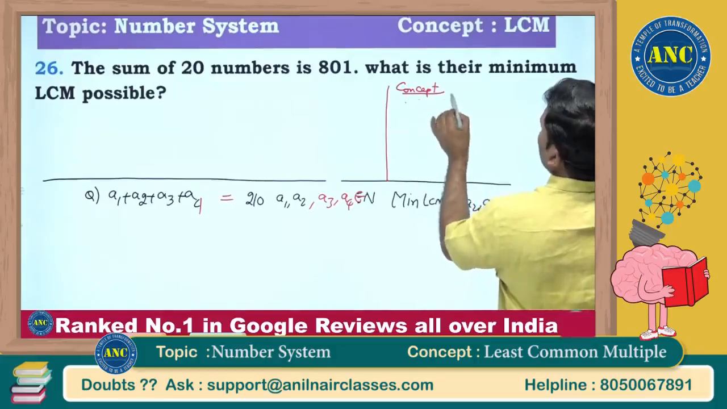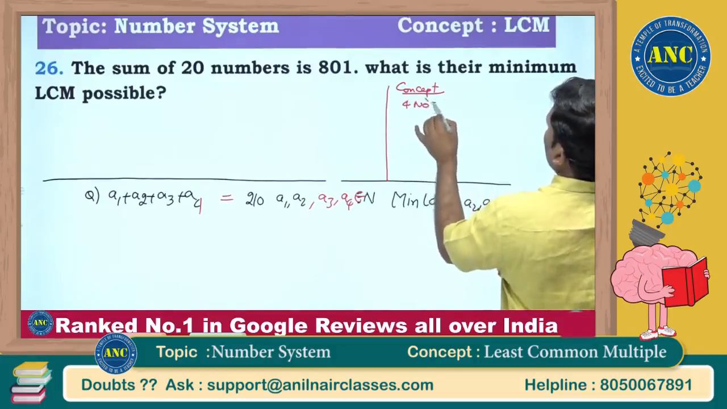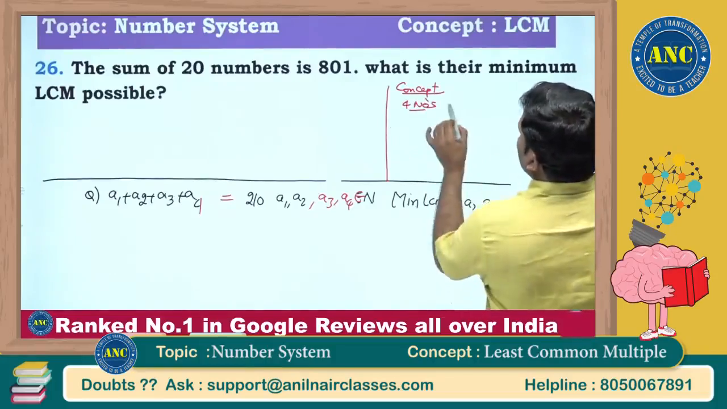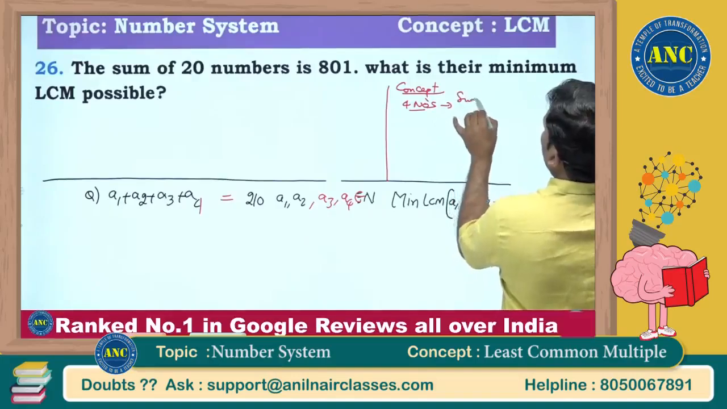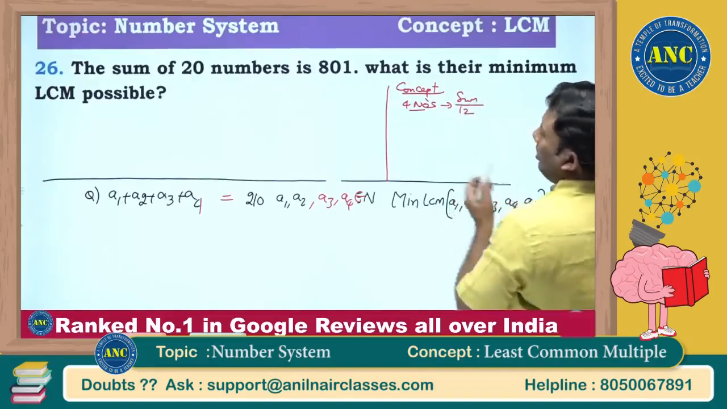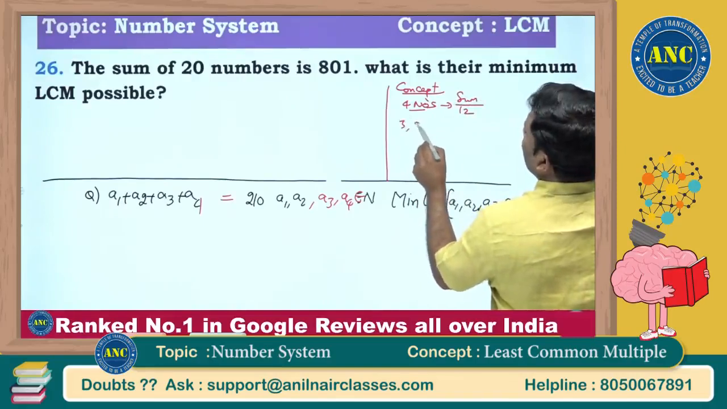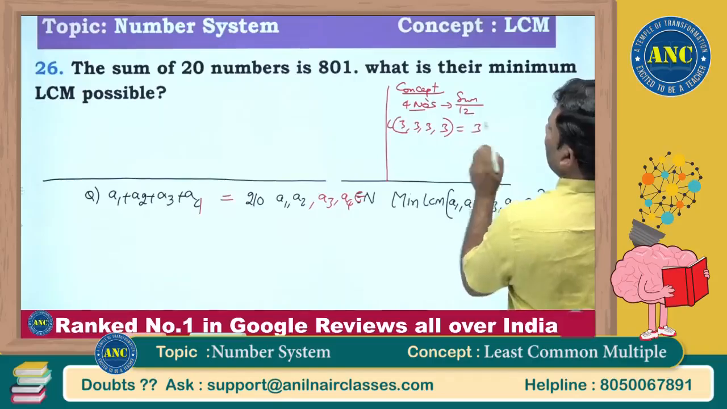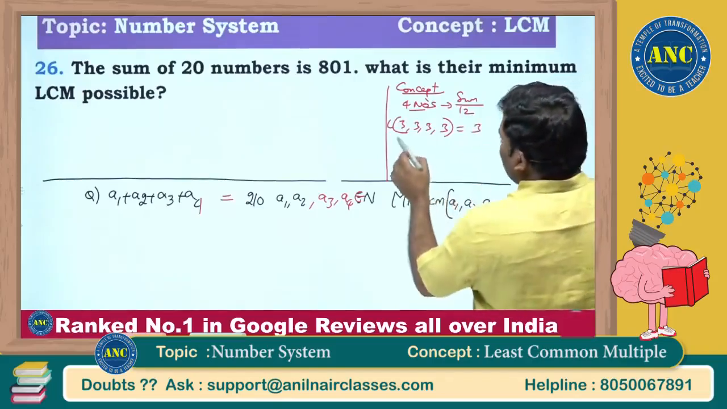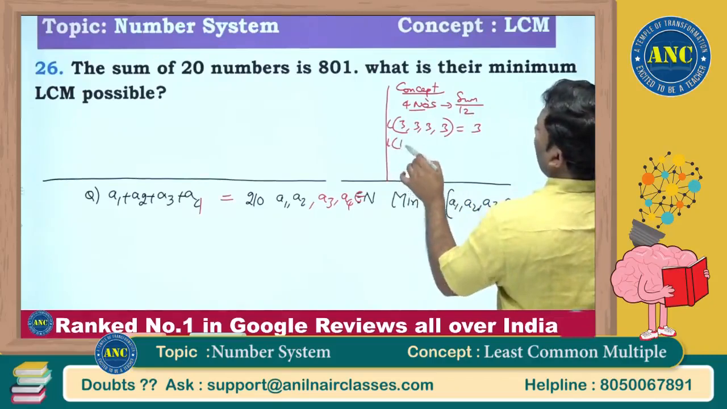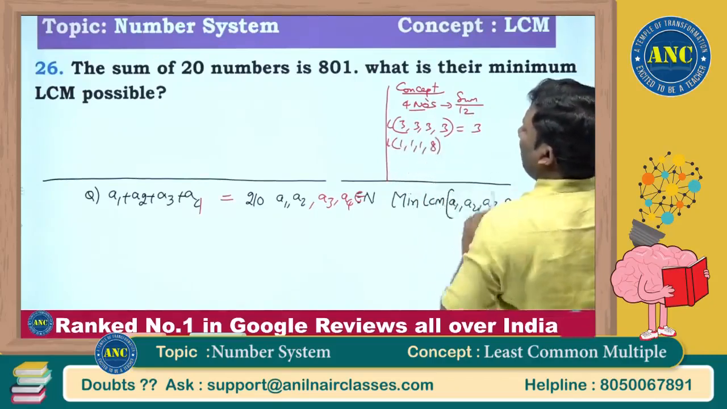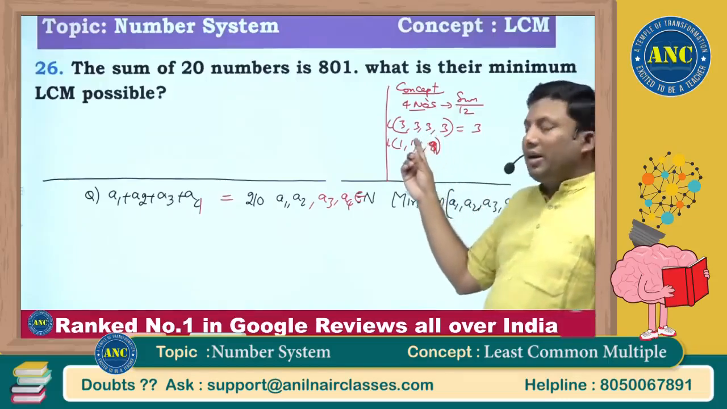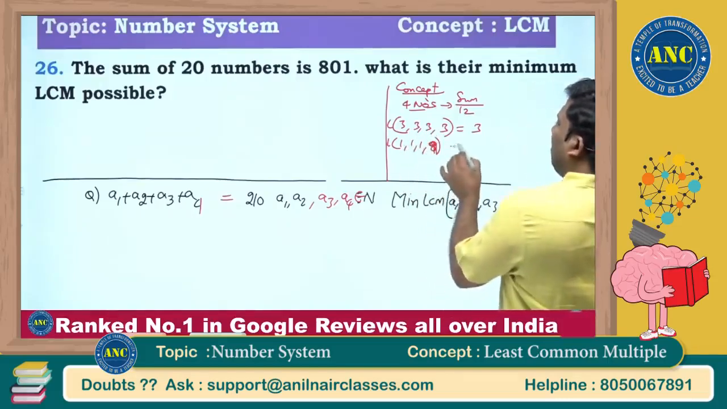Suppose 4 numbers are there. For example, the sum is 12. Let me take 3, 3, 3, 3. LCM of 3, 3, 3, 3 is 3. Suppose the sum of 4 numbers is 12. If I take 1, 1, 1, 9, I am not making them equal. LCM of 1 and 9 will be 9.